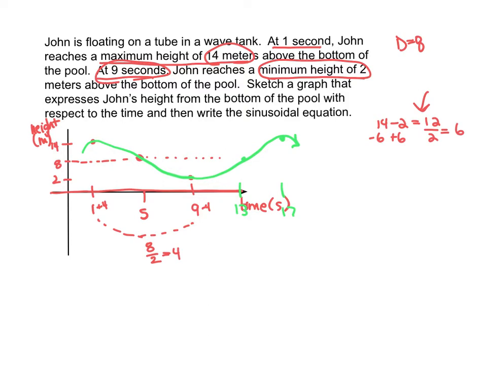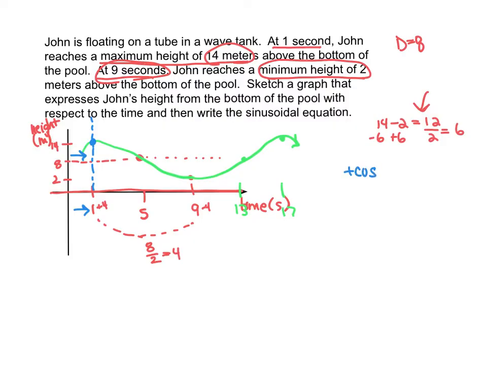Once I have my cycle, I can then write my equation. I can now determine if it's sine or cosine, and how I know that is dependent upon where it starts. Where I'm going to start this is right here with a phase shift of 1 second. So if I start it right here, I'm going to write it as a positive cosine because that's at the maximum.